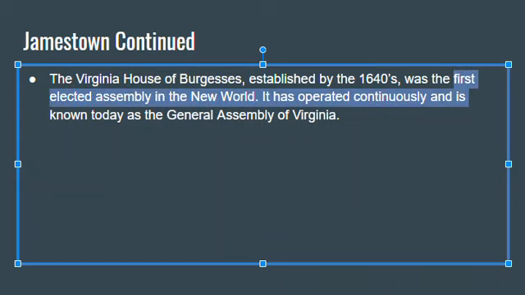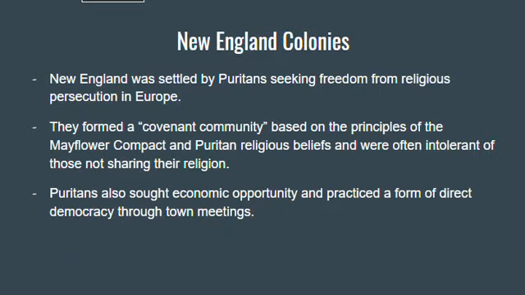So now we're finished with the southern colonies. We're going to go all the way to the north to the New England colonies. And they were settled by Puritans seeking freedom from religious persecution in Europe. So Puritans, it's a type of Christianity, but in England and in Europe, if you're a Puritan, you were persecuted. A lot of people didn't like you. It was tough to get jobs. So they came here because they wanted to practice their religion.